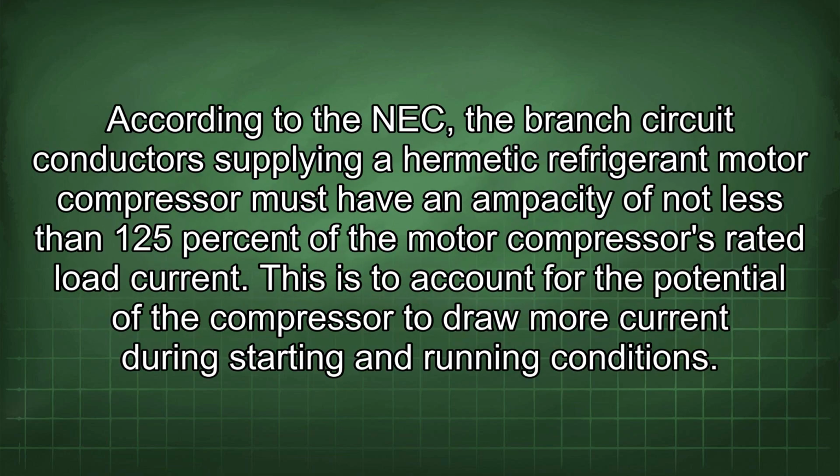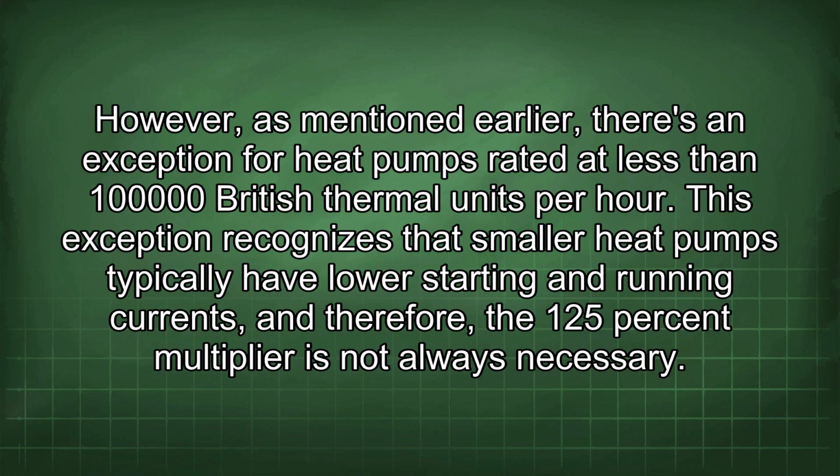According to the NEC, the branch circuit conductors supplying a hermetic refrigerant motor compressor must have an ampacity of not less than 125% of the motor compressor's rated load current. This is to account for the potential of the compressor to draw more current during starting and running conditions. However, as mentioned earlier, there's an exception for heat pumps rated at less than 100,000 British thermal units per hour.